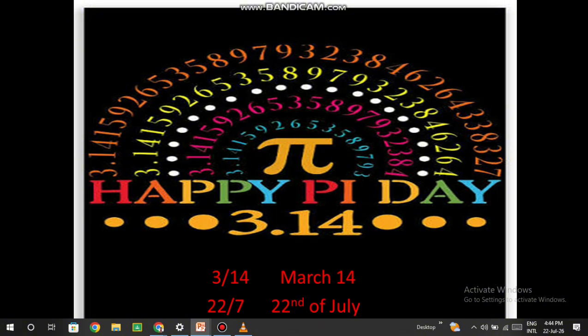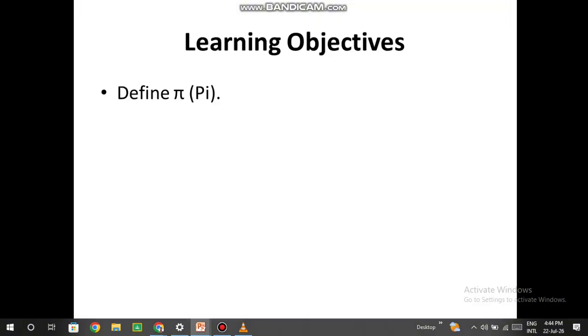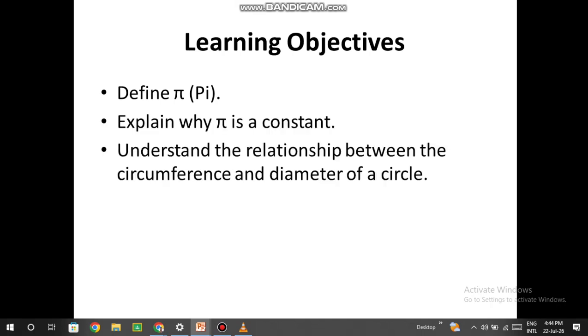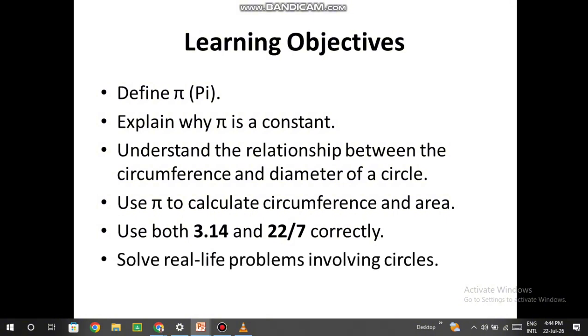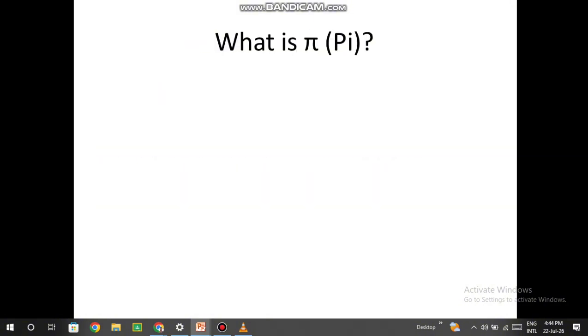So we will discuss what is actually pi. In this video we will learn to define pi, explain why pi is a constant, understand the relationship between circumference and the diameter of a circle, use pi to calculate circumference and area, use both 3.14 and 22 by 7 correctly, and solve real life problems involving circles.